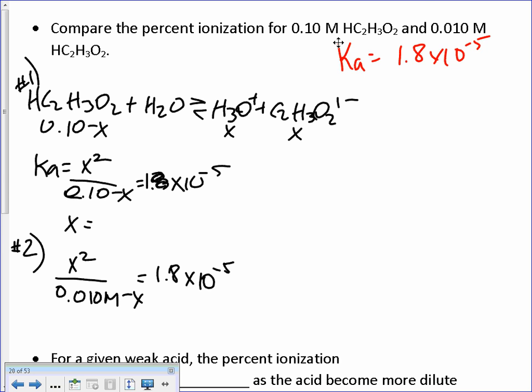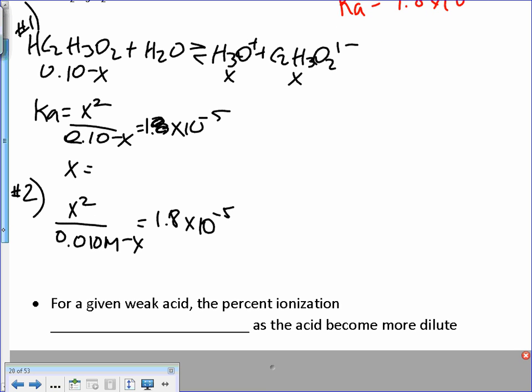Group 1, what did you guys get for your X value? The first question. Anybody? 0.00134. Oh yeah, in scientific notation, sorry, 1.34 times 10 to the negative third molar, which is our hydronium concentration.